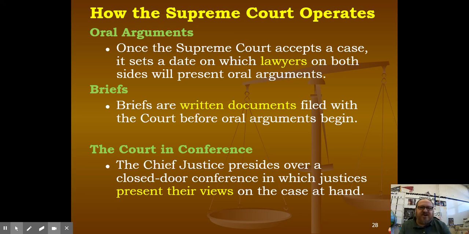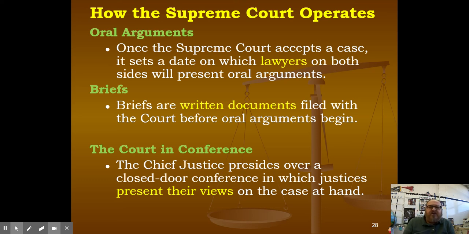There are briefs. These are kind of the written arguments that are filed with the court. So when a court decides to put a case on its docket, it will ask the lawyers from both sides for their briefs. So it's just a written document, kind of like a short essay to describe what's going on and what your argument is.